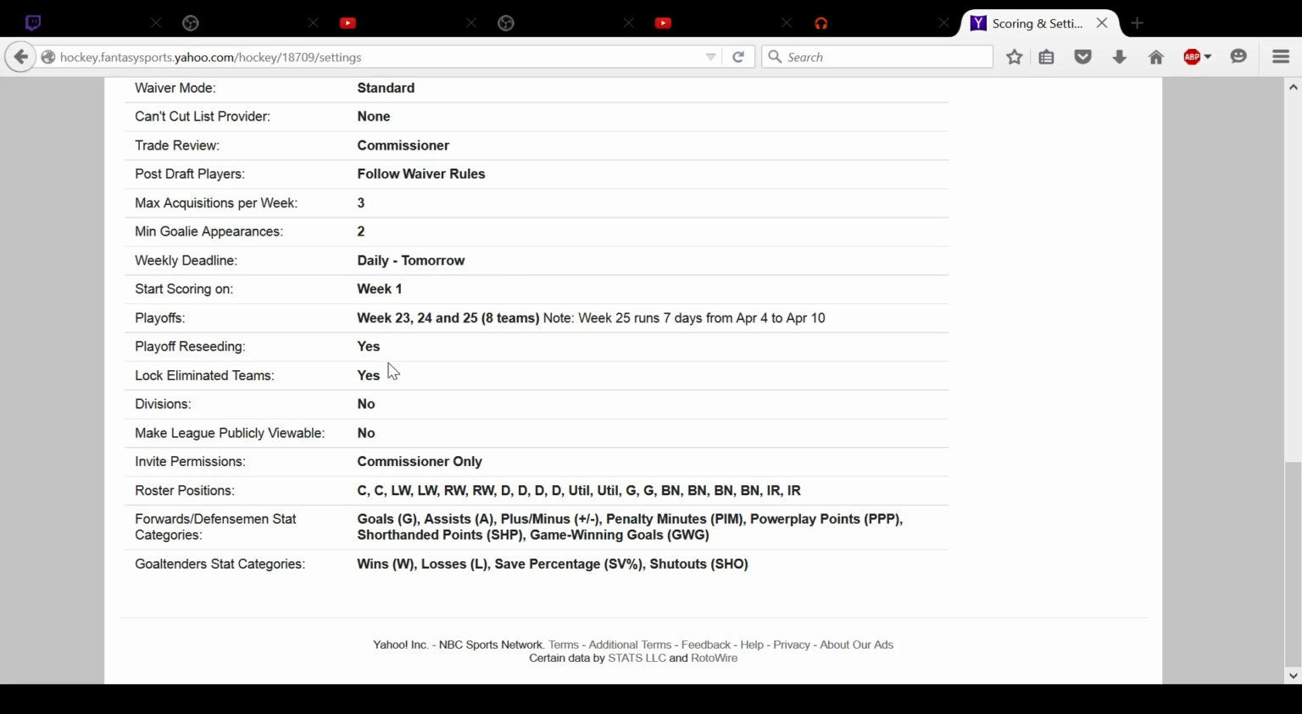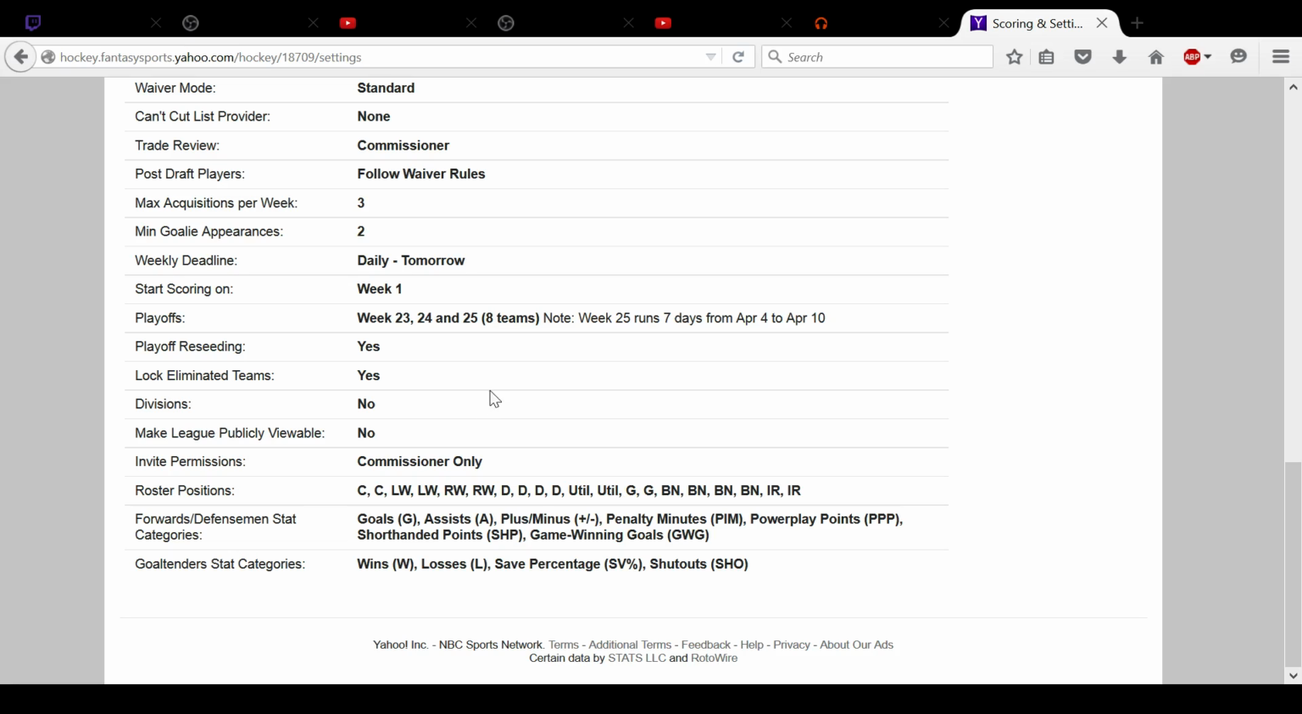Playoff reseeding, yes, that basically means that after round 1 in the playoffs, players will be reseeded based on their finishes again. Lock eliminated teams, I assume that means that people who have been eliminated can't dump their lineups, but I'm not certain. Divisions, no. Make league publicly viewable, up to you. I don't think it makes that much of a difference.